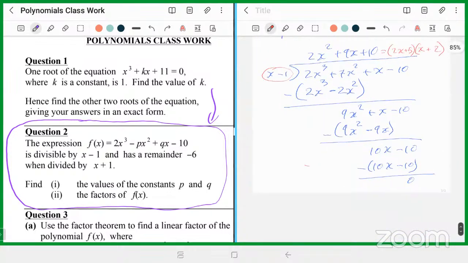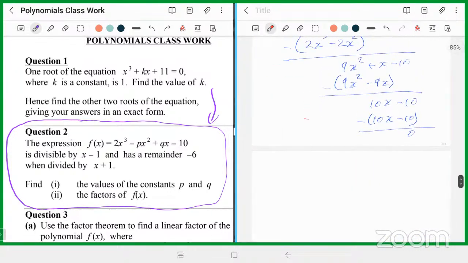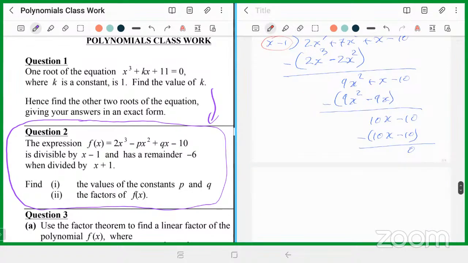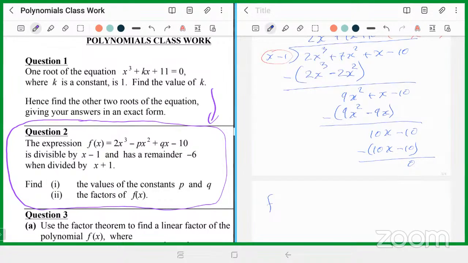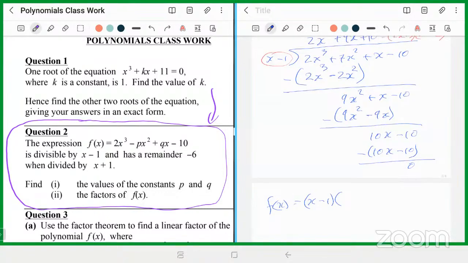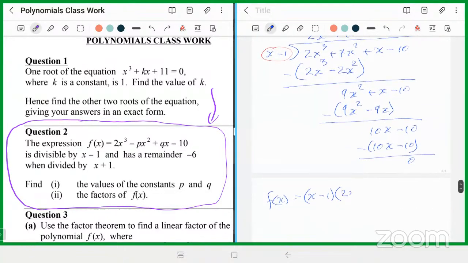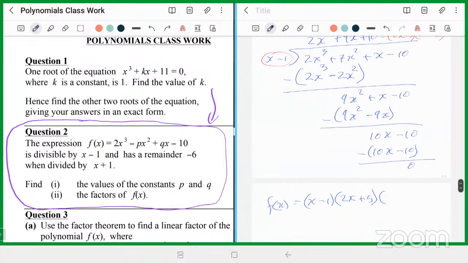I'm going to write them. So my f of x is x minus 1 times 2x plus 5 times x plus 2. That is my factor. It is factorized. And that's it. Factorized fully.